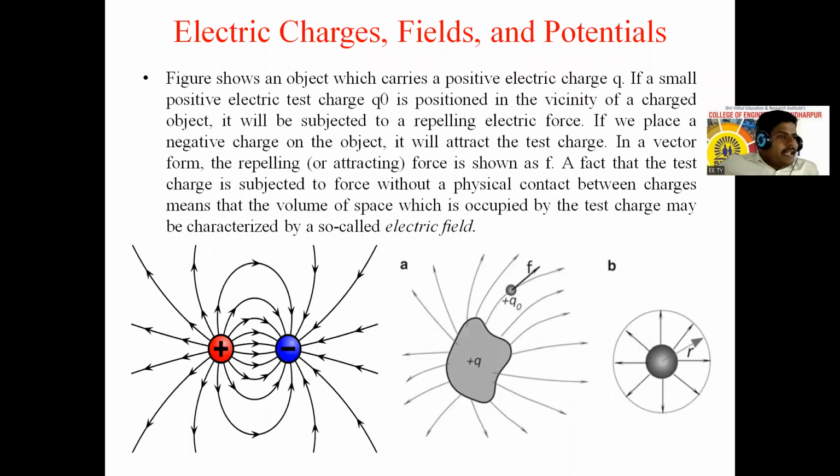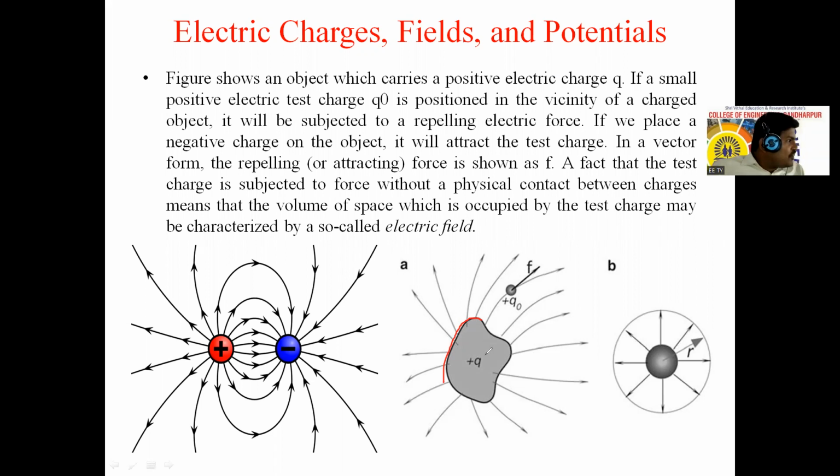See, in that we are considering charge, that is positive charge and negative charge, and we are considering one of the test electrodes having a positive charge or test charge substance or element. See, the figure shows an object which carries a positive electric charge Q. Okay, so see, in this figure, suppose we are considering any one of the objects, this object will carry a positive charge.